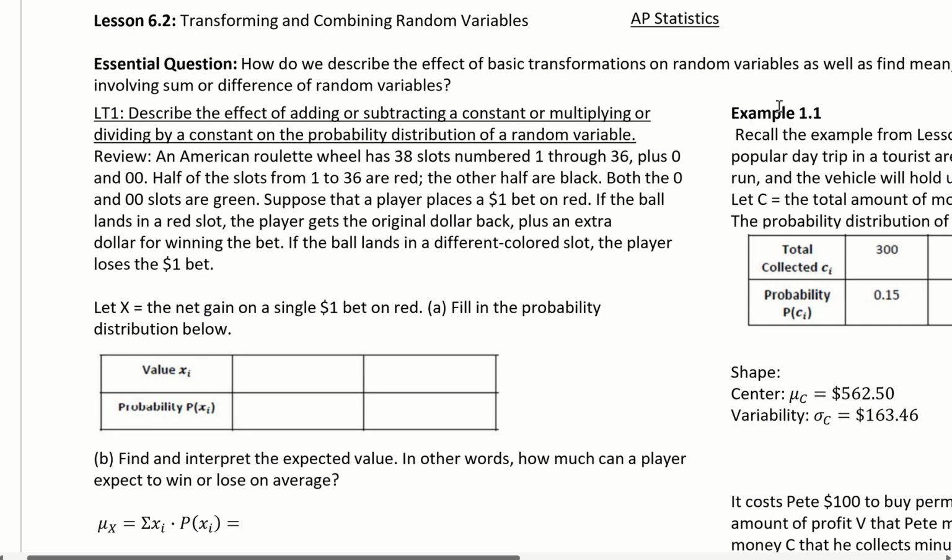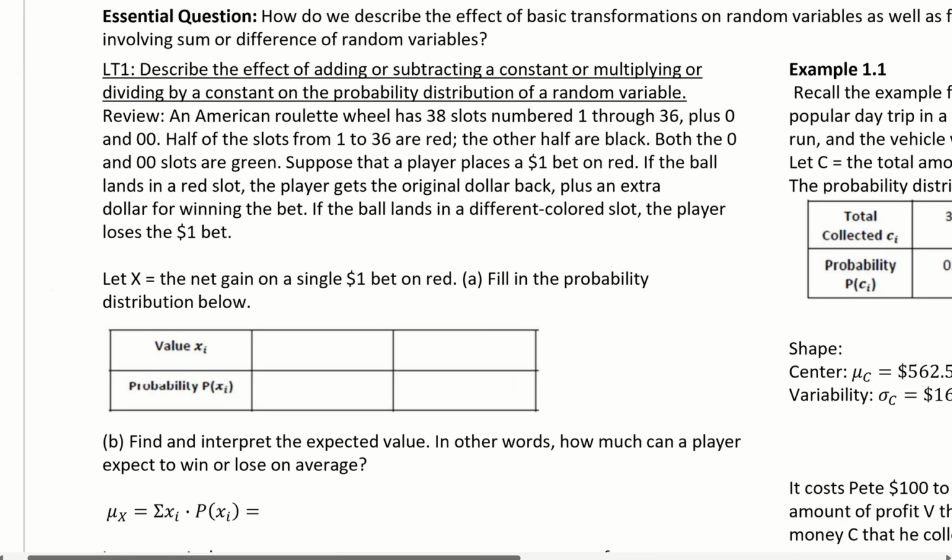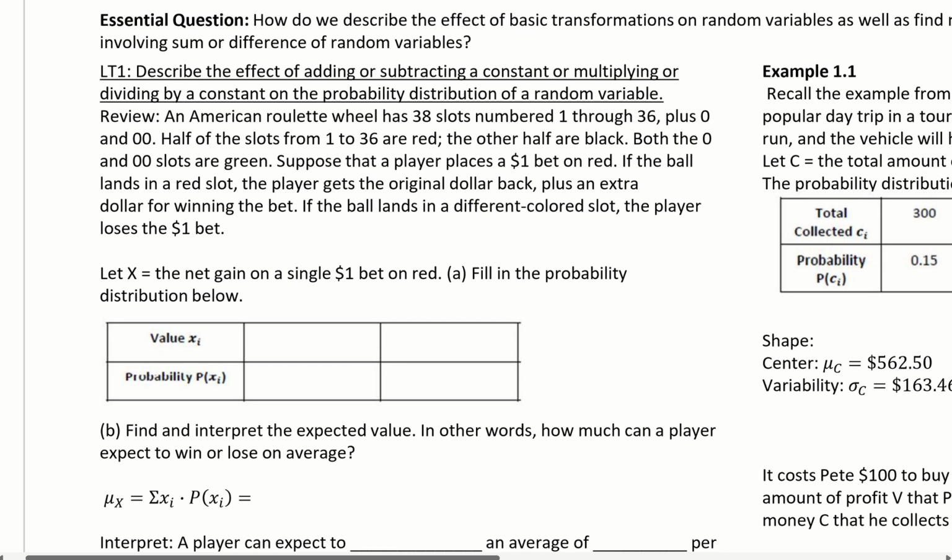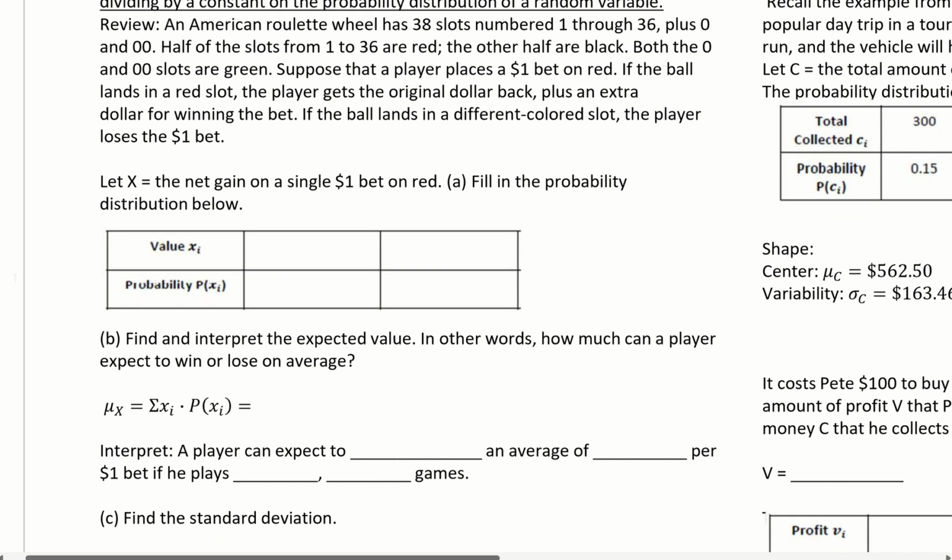So the first learning target is talking about the effects of adding or subtracting a constant or multiplication and division on the probability distribution. So there's only 3 learning targets in this lesson, but this lesson is pretty involved, especially when you get to learning target 2 and on. The first learning target is not so bad because we've seen this stuff before in a previous chapter.